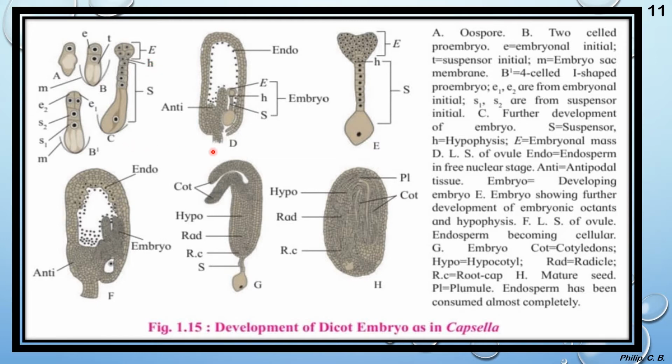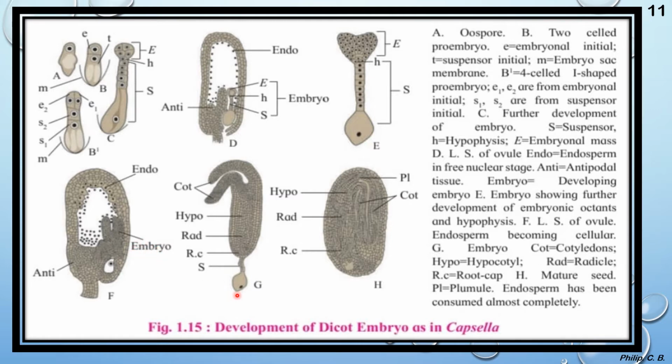Okay, then further the D image is the LS of ovule, where endosperm is in a free nuclear stage. Then the E part, embryo, showing further development of the embryo. You can see the octant stage which is formed, and the heart-shaped structure formation. Then F, LS of ovule with endosperm becoming cellular.